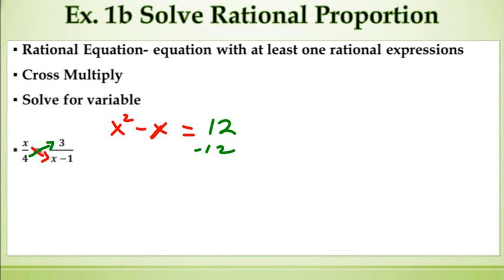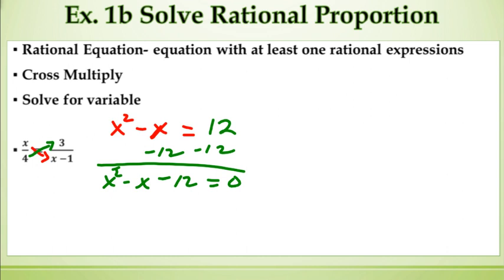So if I subtract 12 on both sides, I end up with x squared minus x minus 12 equals 0. So now I just need to factor that trinomial. So what do I multiply to get negative 12, but add them together gives me a negative 1? Well, negative 4 times a positive 3 gives me a negative 12. Negative 4 plus 3 gives me a negative 1. Therefore, I have two binomials, which tells me x can be two different numbers.